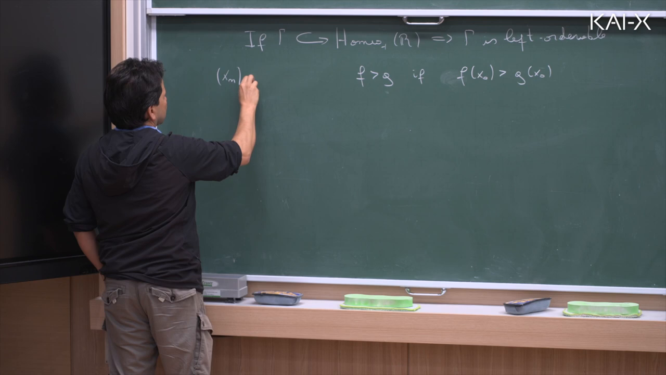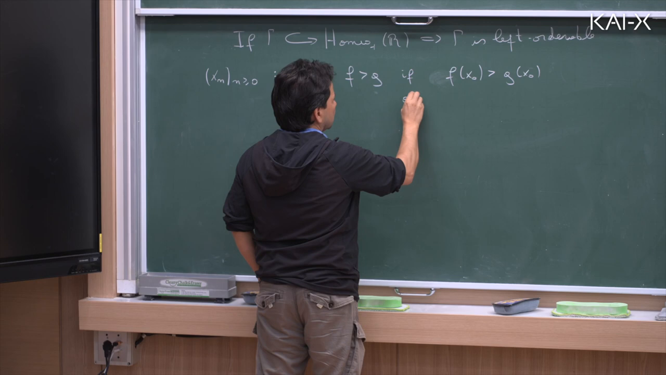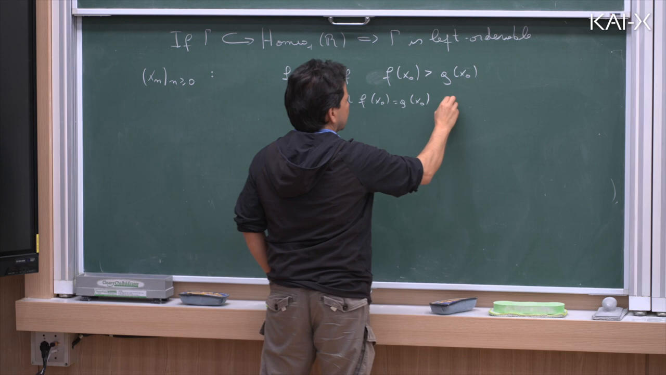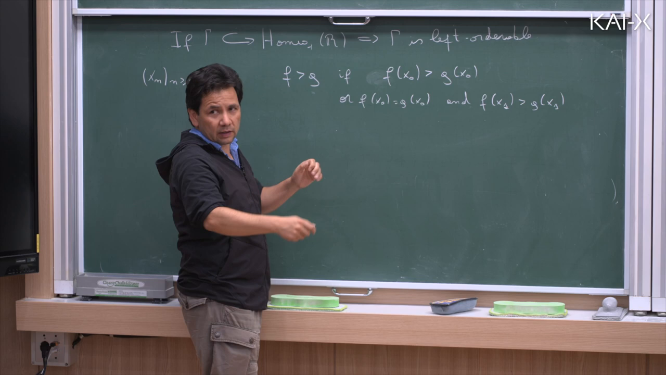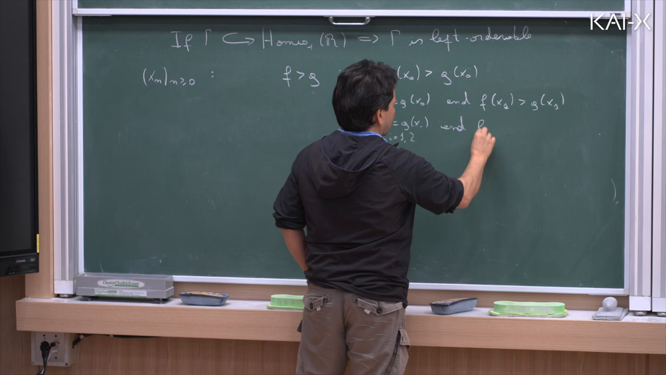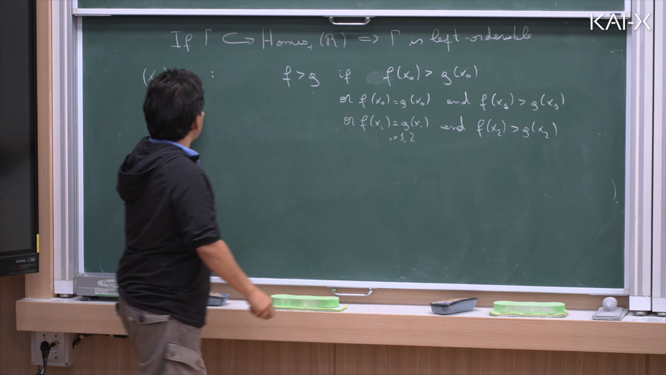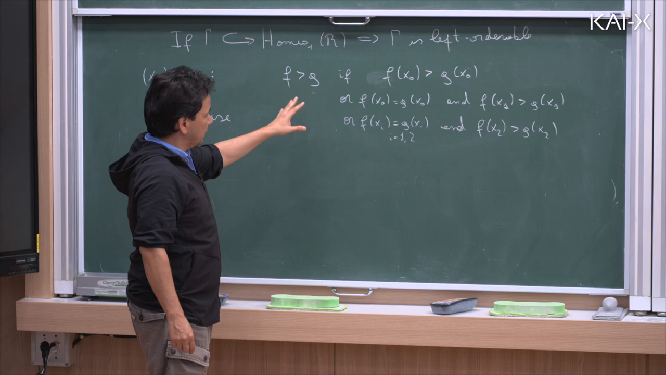And I will declare that f is larger than g if this happens, or they are equal. And for the second point, one has the inequality, or one has the equality for the first two points, and for the third point, one has the corresponding inequality, and so on. Okay? And the point now is that if this sequence is dense, this provides a total order on the group, because you can compare different homeomorphisms along a dense sequence.